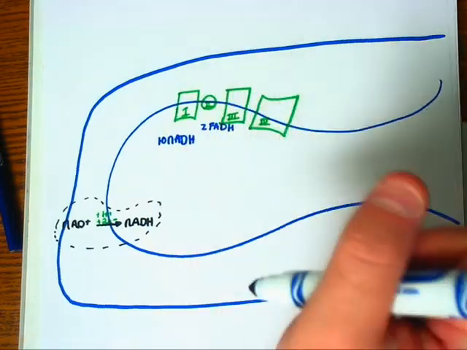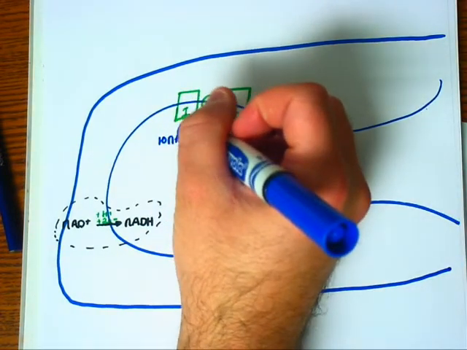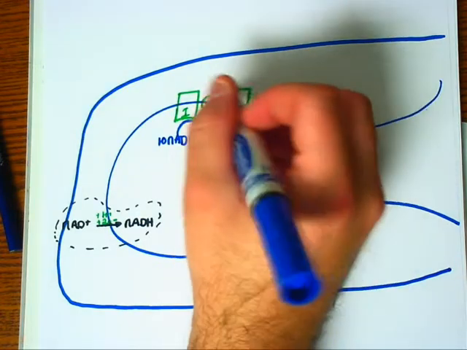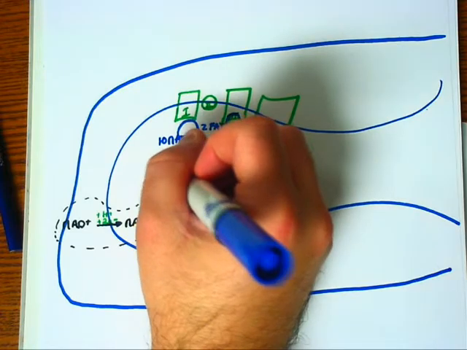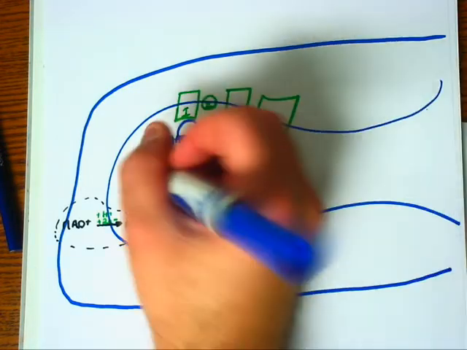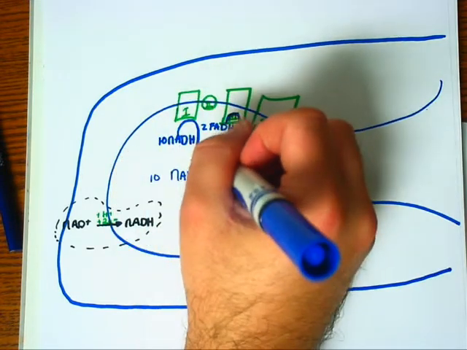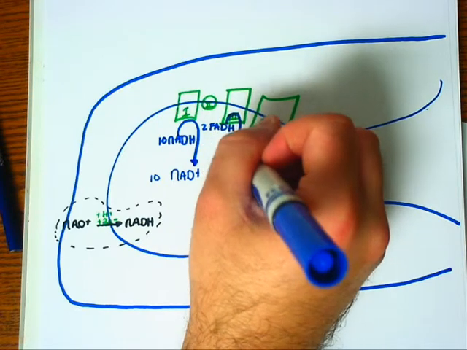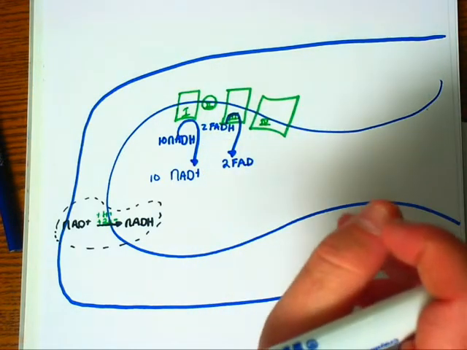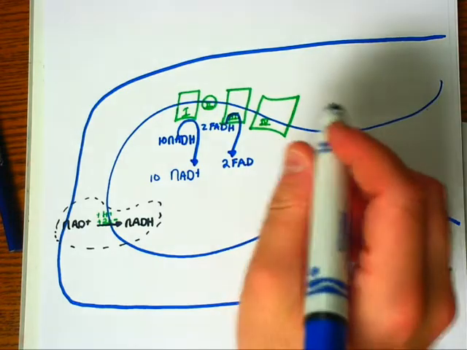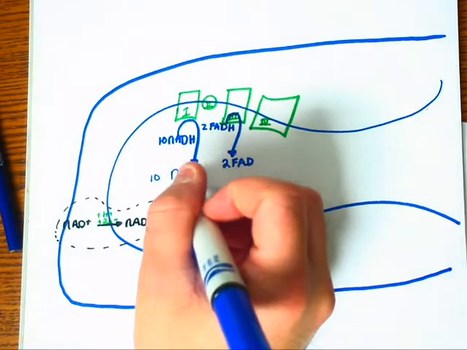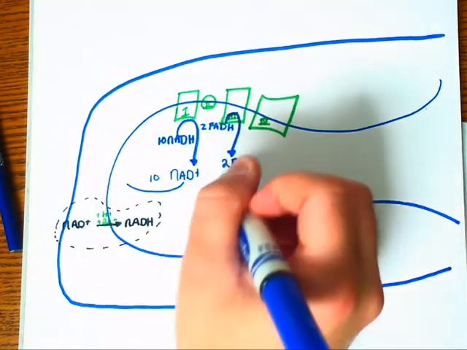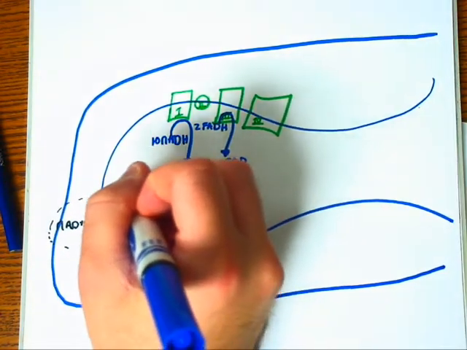Now, what the proteins of the system are going to work to do is extract out your electrons and your H's so that you can reform the NAD plus, all 10 of them, and the 2 FADs. Now, doing this is going to allow the NAD pluses and the FAD to do what? Recycle.